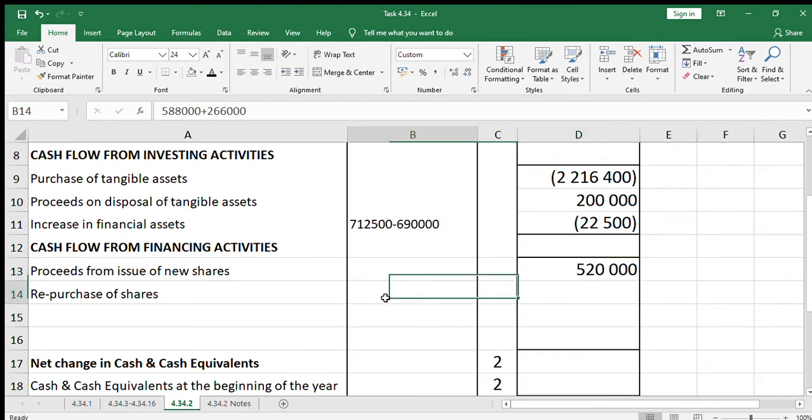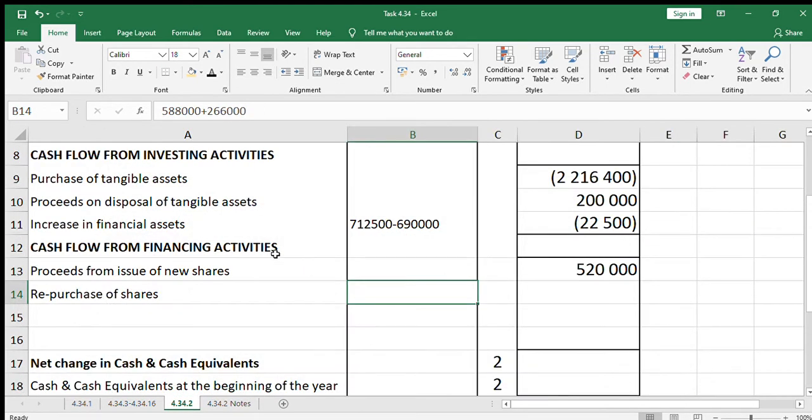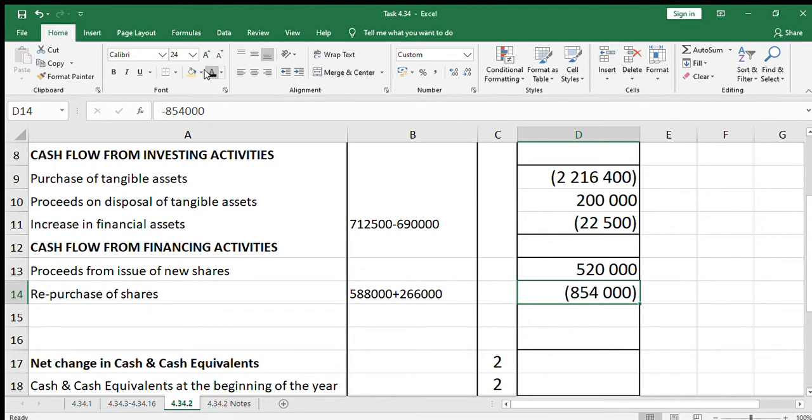The repurchase of shares. Remember for the repurchase of shares, we would look at the two amounts we used. The one in the ordinary share capital, 588,000, so this one here, as well as the one from the retained income notes of 266,000. So here's your calculation. Remember, repurchase is a cash outflow, so the answer would have to go in brackets.